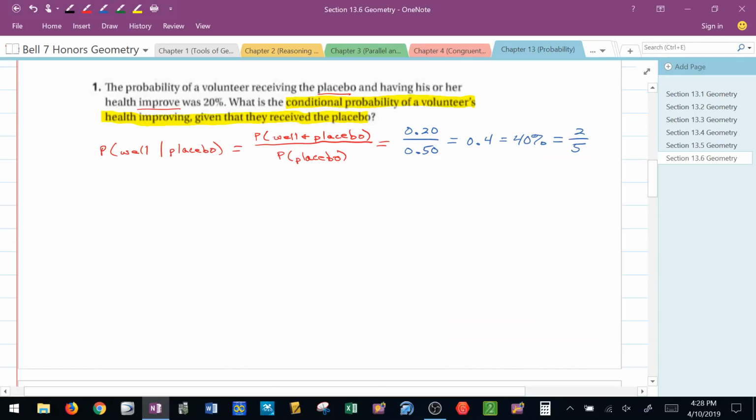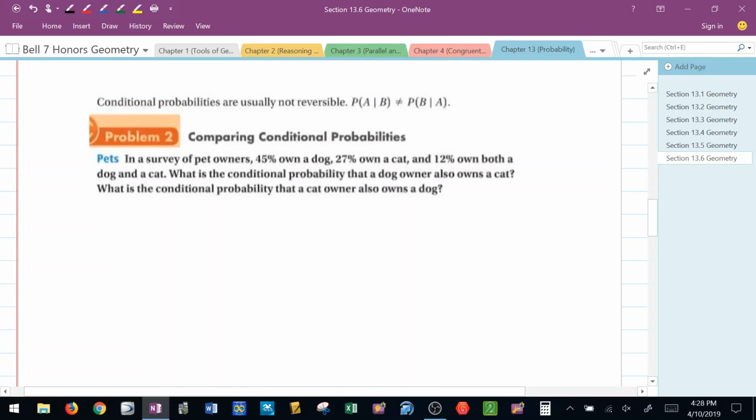Let's take a look here. I have another statement that says conditional probabilities are usually not reversible. What that means is just because you can find the probability of A given B, that doesn't necessarily mean the probability of B given A is going to be the same. It could be, but it doesn't necessarily mean that it is. That's why reading these is so important.